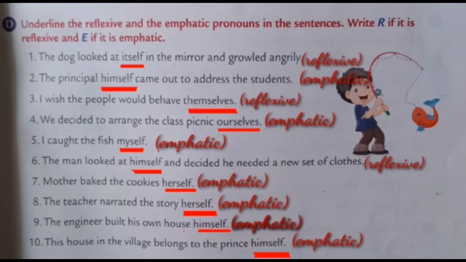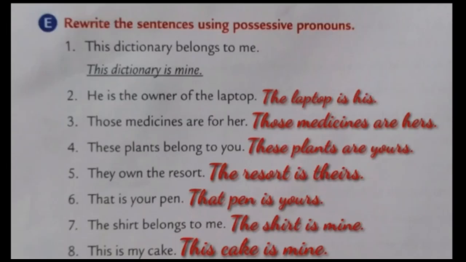This house in the village belongs to the prince himself. Here, the answer is himself. What kind? Emphatic. Then, exercise E. Rewrite the sentences using possessive pronouns. What is possessive pronouns, children? Pronouns that show possession or ownership are called possessive pronouns.